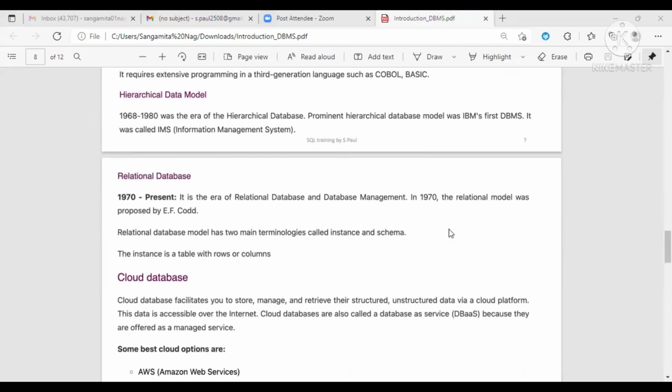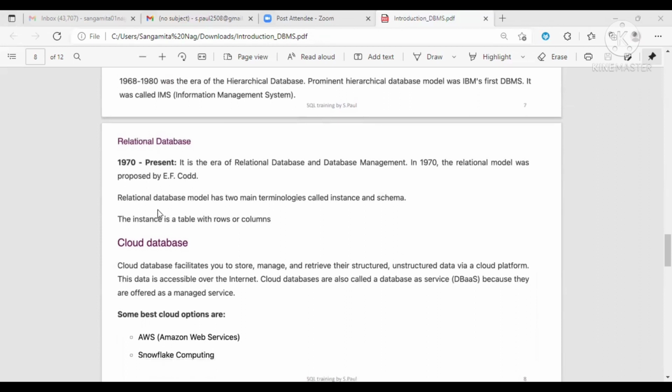The model was proposed by E.F. Codd, so we call him the father of relational databases. So what is a relational database? It has two main terminologies: one is instance and one is schema. Schema is nothing but the table definition itself, how the table is defined. And instance is the actual table with rows and columns.